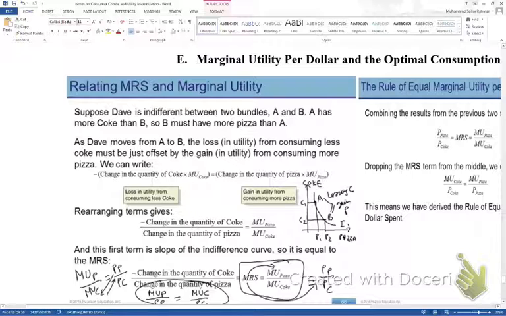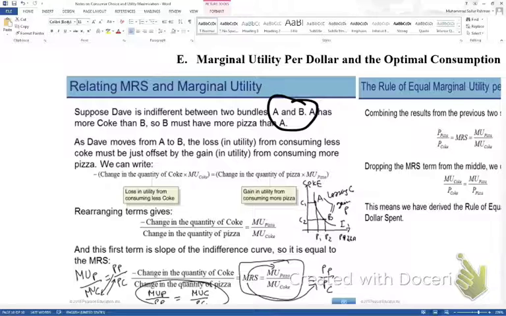First of all, let's imagine that Dave is indifferent between these two artificial bundles A and B. So when Dave moves from A to B, he gives up... remember what A and B are. A and B were on the same indifference curve before. Coke is on the vertical axis, pizza is on the horizontal axis. When you move from A to B, so you're moving down the indifference curve, you are giving up Coke and you are gaining pizza. So how does this make our consumer indifferent between these two?